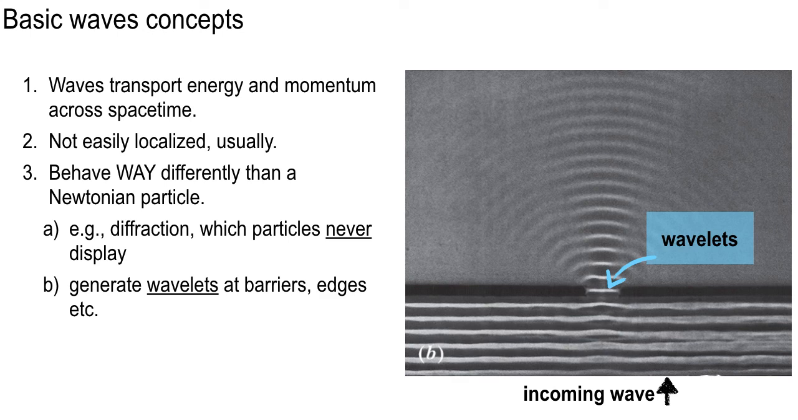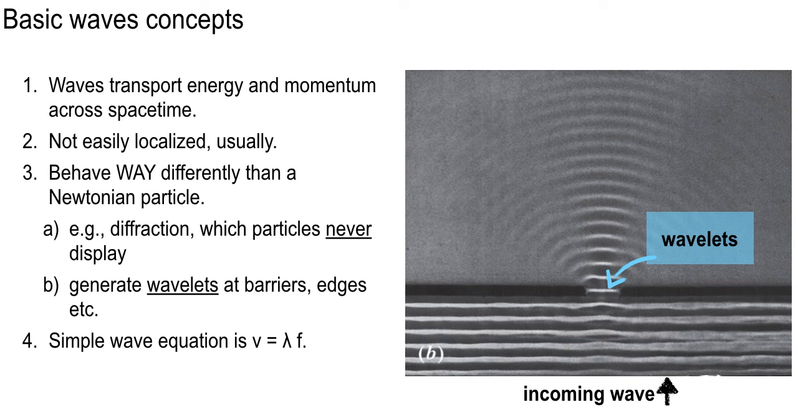What's up with that? The waves coming in were just going straight up, but they hit that gap, they form wavelets in the gap, and then they diffract off into other directions. You can see it over here a little bit to the right as well. So that's one of the things that waves do. Newtonian particles don't do that.